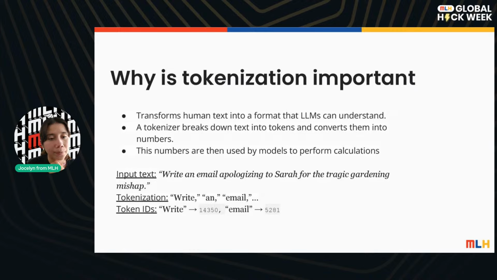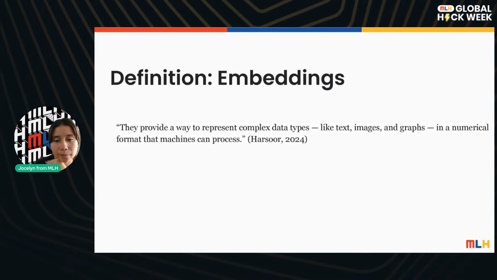Here's another example. We have an input text where it says, "Write an email apologizing to Sarah for the tragic gardening mishap." That sounds sad. Then you go over and do tokenization, and you assign the token IDs to each one of them, which will be an array of vectors. And that's the stuff that your LLM will be interpreting instead of the actual strings in your text. So this is very important. Then the next thing that we're going to be seeing is embeddings.